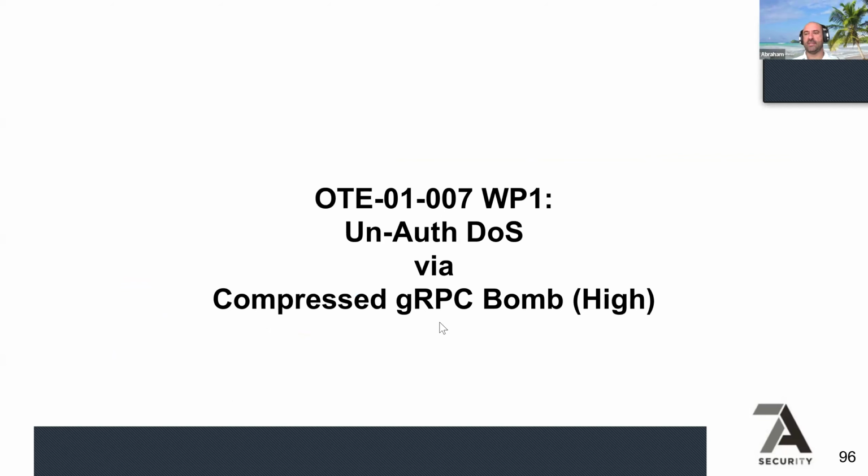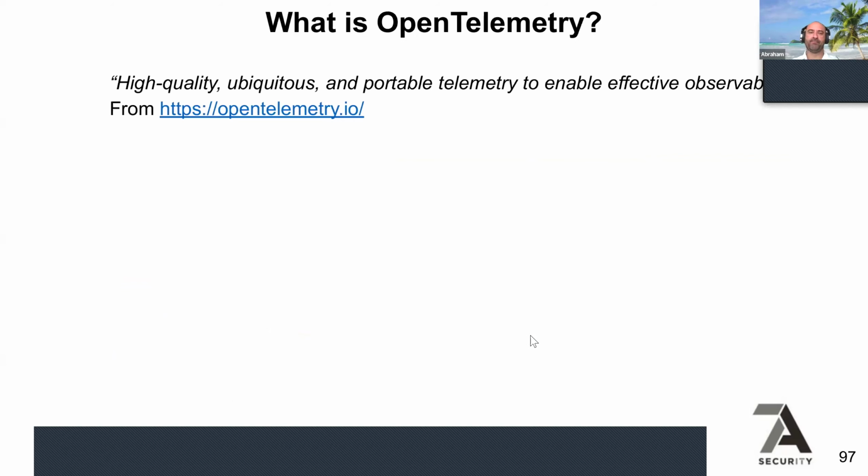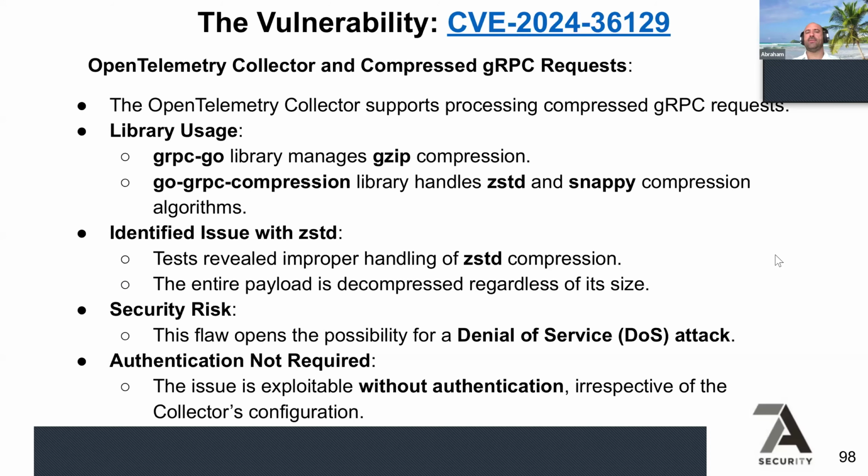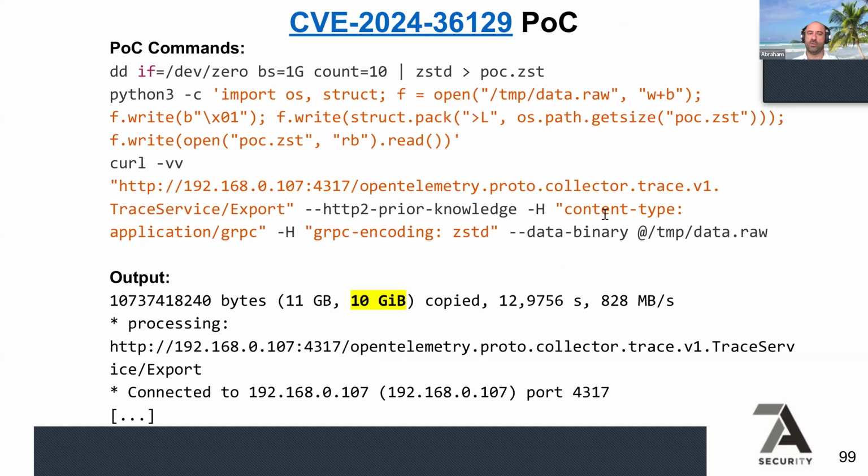Then another interesting example was this gRPC bomb. This was against OpenTelemetry. And in this case, this was a very interesting denial of service, because what we are doing is creating a zip bomb, but in an HTTP request, right?